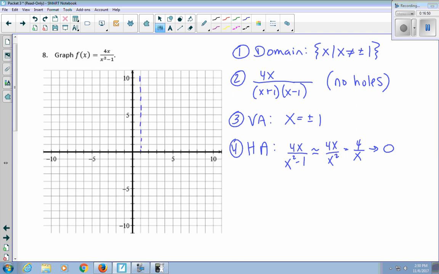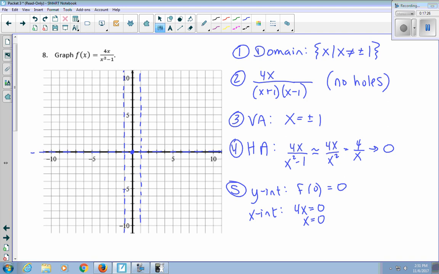I have 1 and negative 1, and a horizontal asymptote at 0. X and y intercepts. The y-intercept happens when you plug 0 in. So f of 0, that would be 0 over negative 1, which is 0. X-intercepts happen when the numerator is 0. That happens at 0. So I have 0, 0 is a point on my graph.